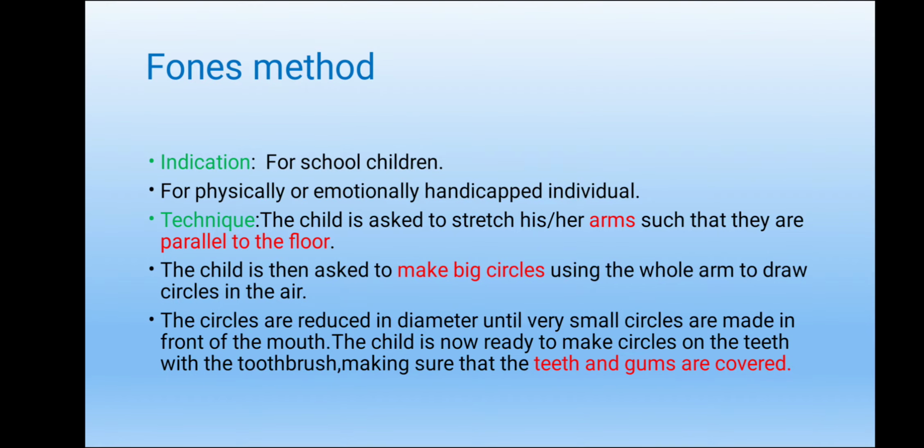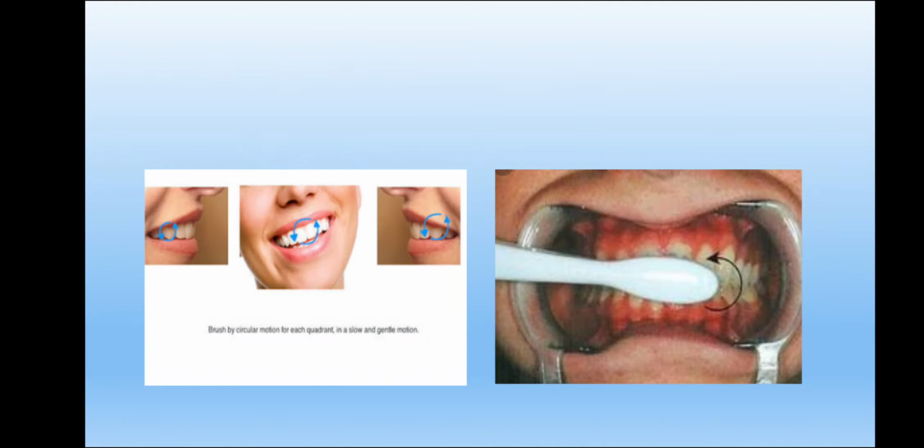Fones method. It is indicated for school children and for physically and emotionally handicapped individuals. In this technique, the child is asked to stretch his arms in such a way that they are parallel to the floor. And now the child is asked to make big circles using the whole arm to draw the circles in the air. The circles are reduced in diameter until very small circles are made in front of the mouth. Now the child is ready to make circles on the teeth with the toothbrush, making sure that the teeth and gums are covered. This is the technique.